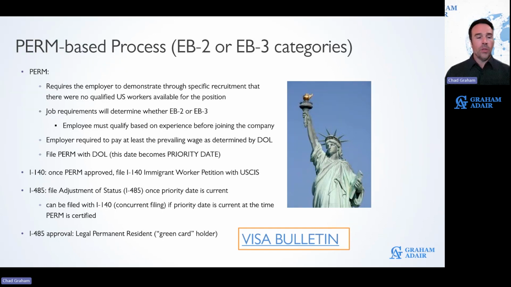So then once that happens, we would look at the I-140 and say, okay, do we want to file it now? Because once we do that, that E2 is going to go away, or J1 or whatever it is going to go away. If not, we may want to wait a little bit for the priority date to become current, and then we can file the I-140, we can file the I-485 at the same time.